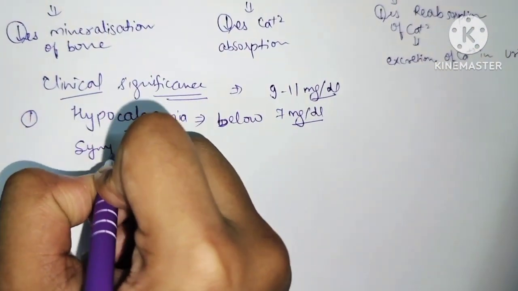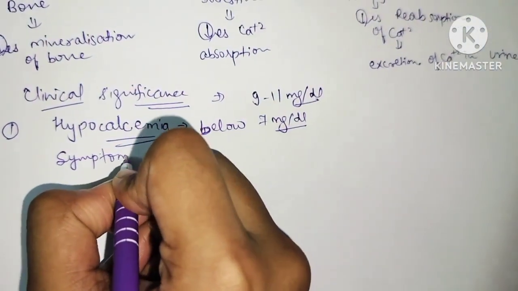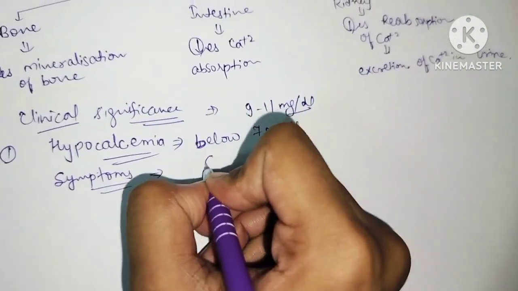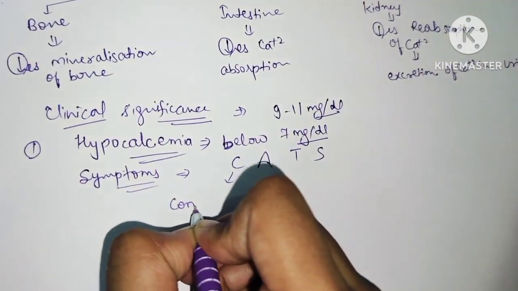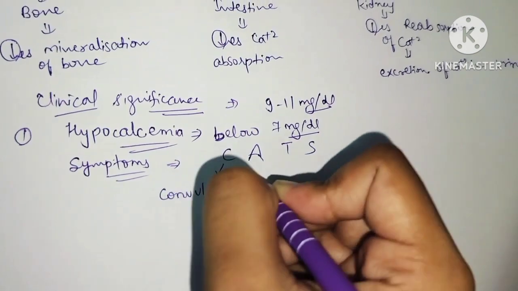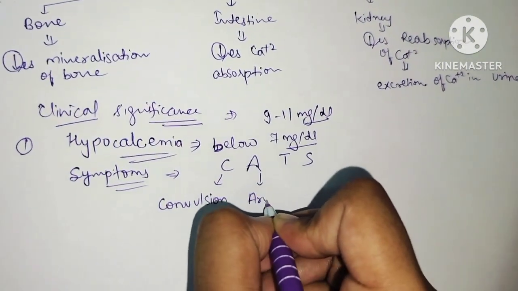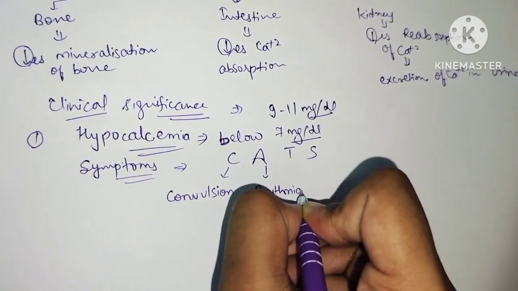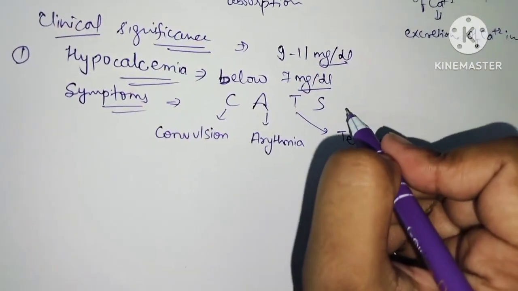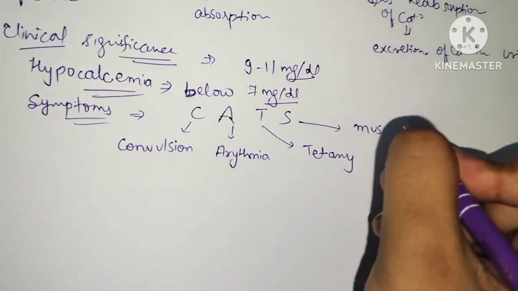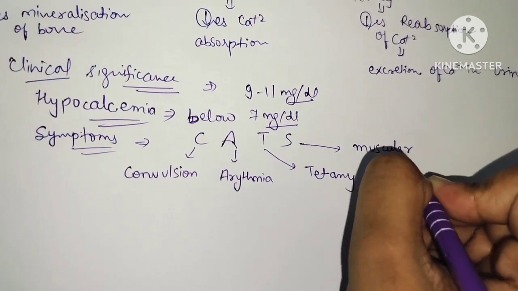Now the symptoms of hypocalcemia can be remembered by the mnemonic CATS. C stands for convulsion, A stands for arrhythmia, T stands for tetany, and S for muscular spasm.